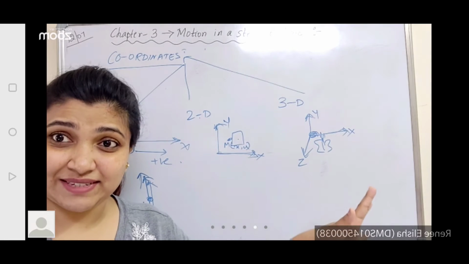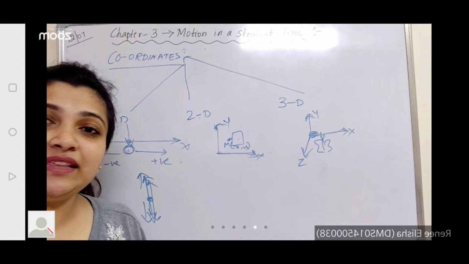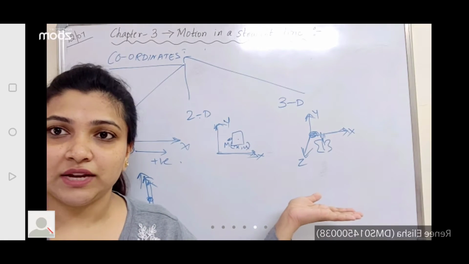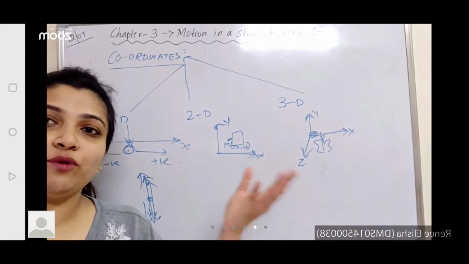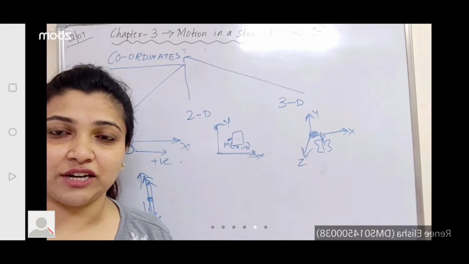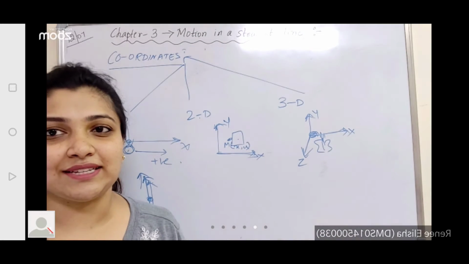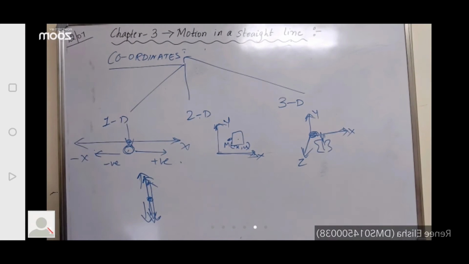Anything which is in space. Yes, anything. Anything and everything can be explained by 3D. Like the example of water molecules, right? Motion of water molecules. Now again, water molecules have x, y and z direction. So again, we say that it is in a three-dimensional coordinate system. Clear, children? About coordinates? Any doubts?